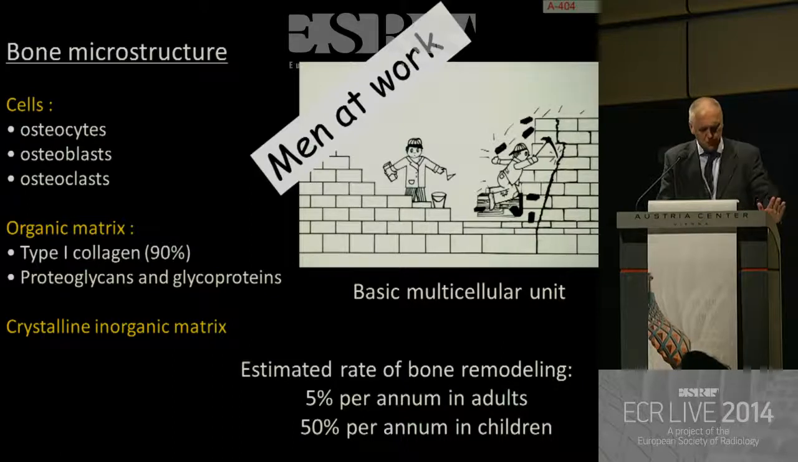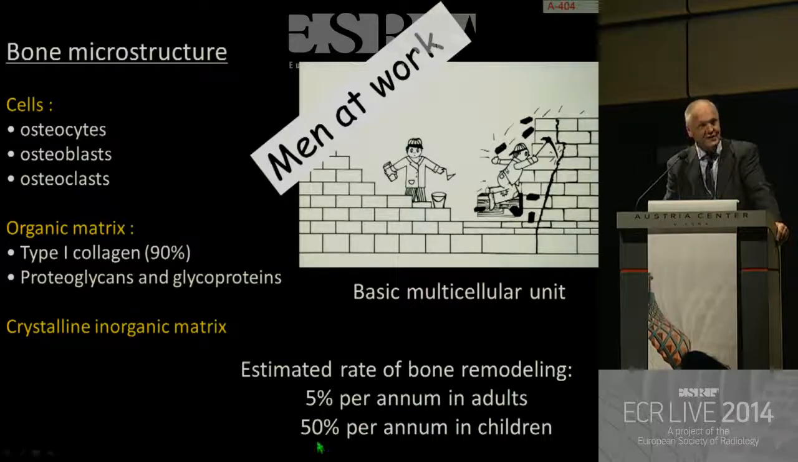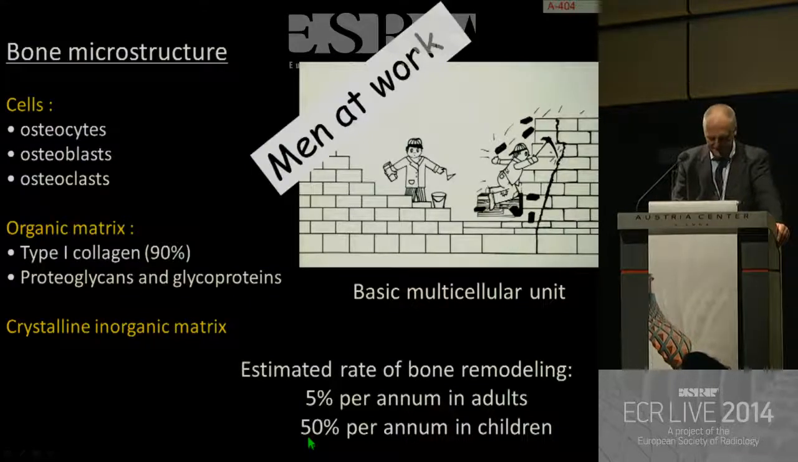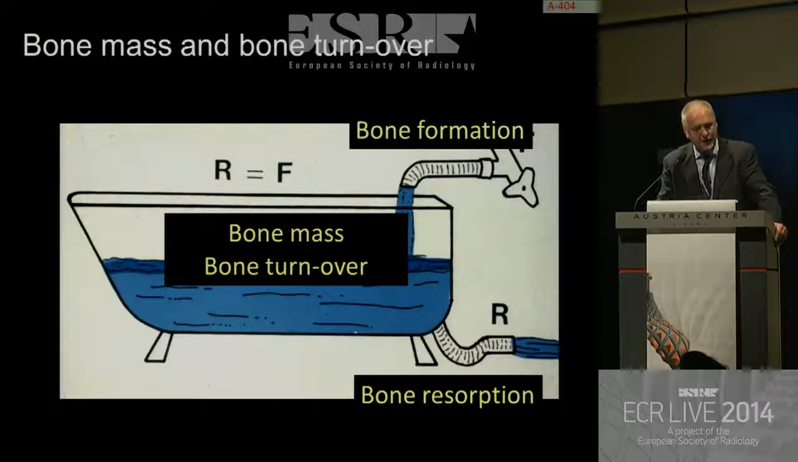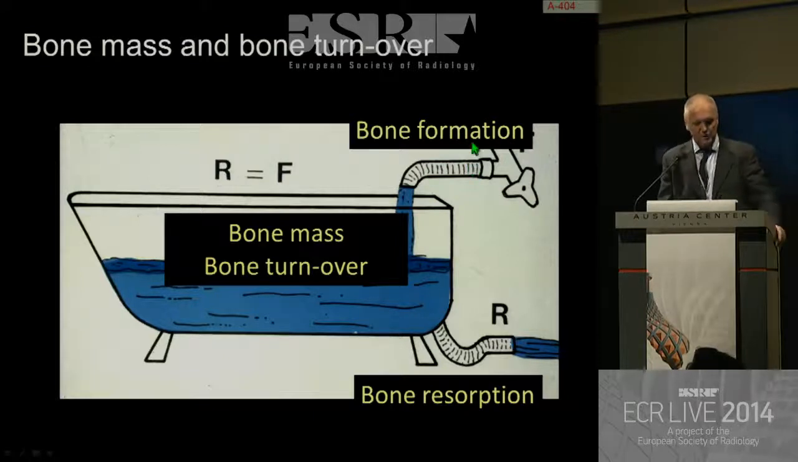And whatever you do, in the adult skeleton each year 5% of the skeleton is completely modified, renewed, and this is not the same in the growing skeleton, where each year half the skeleton is replaced by another one. Now, if you look at bone mass and bone turnover, which is a very important complex concept, you must think of the skeleton as a bath, in which there is water. The level of the water is the bone mass, and obviously it depends on the equilibrium between water input or bone formation and water output or bone resorption.